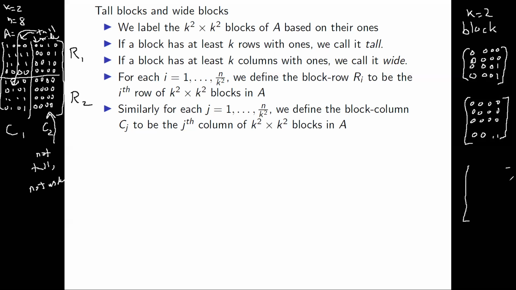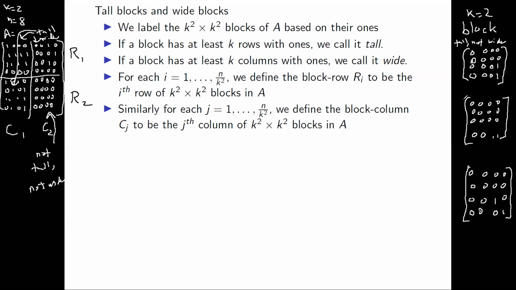Okay, so we'll consider 3 examples here just to illustrate the idea. So this block up top is tall because it has at least 2 rows with ones, and k equals 2 here. So at least k rows with ones. So tall, but it's not wide because there's only 1 column with ones.